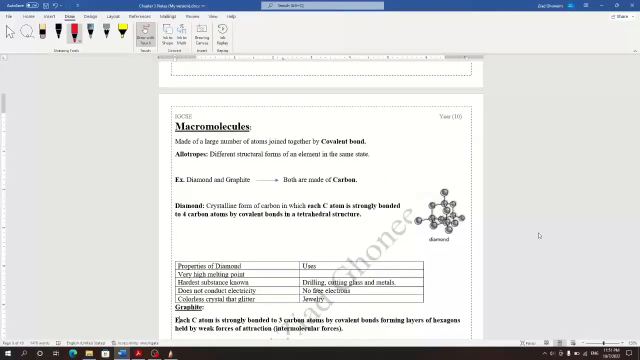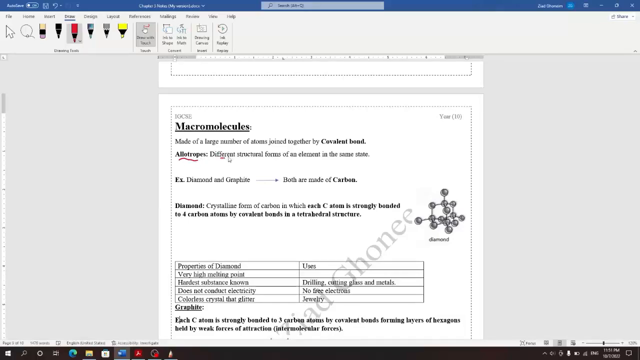And that was it for micromolecules. Now we'll talk about macromolecules. These are macro from their name. They're giant, very big. They're held together by covalent bonds. There's a very important definition that we need to talk about, which is allotropes.